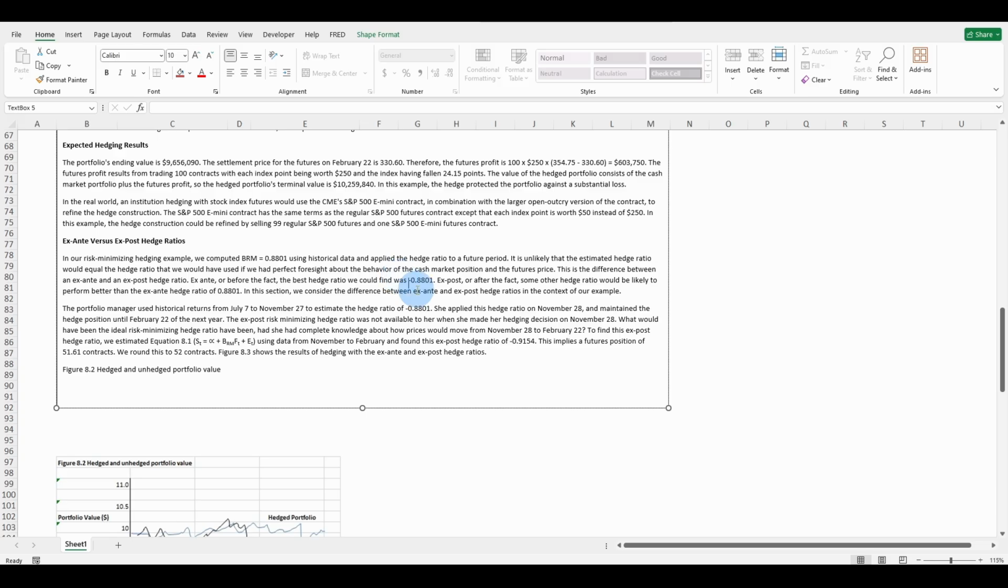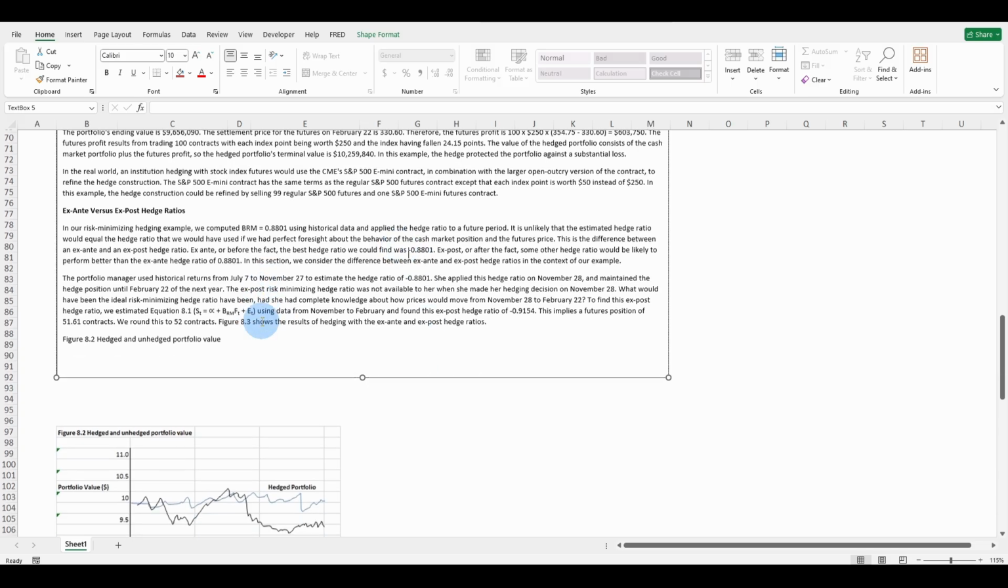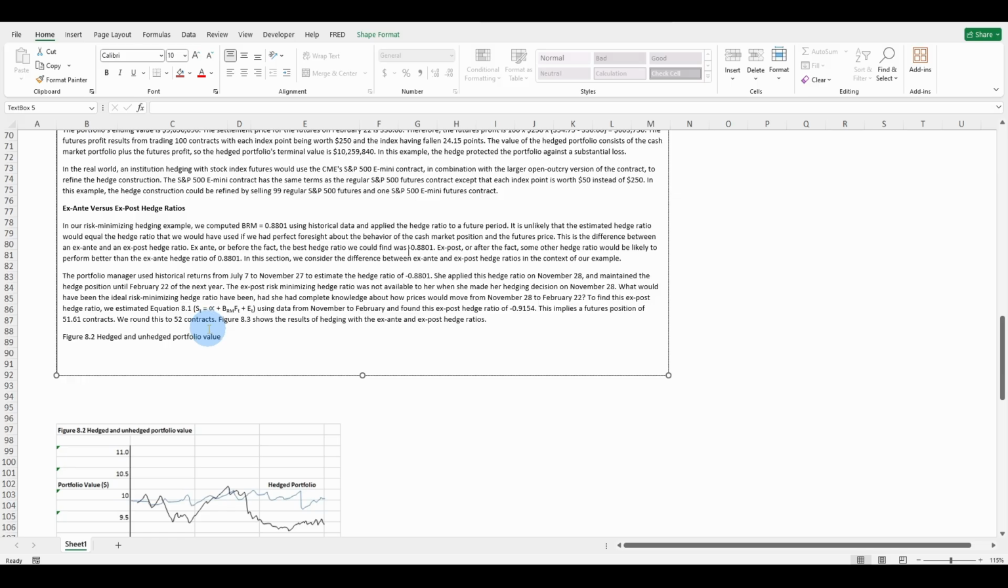In this section, we consider the difference between ex-ante and ex-post hedge ratios in the context of our example. The portfolio manager used historical returns from July 7th to November 27th to estimate the hedge ratio of 0.8801. That's the hedge ratio, I'm sorry. This one should have been negative. Hedge ratio of negative 0.8801. She applied this hedge ratio on November 28th and maintained the hedge position until February 22nd of the next year.